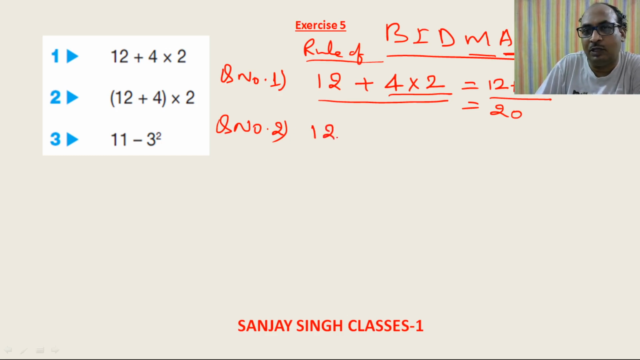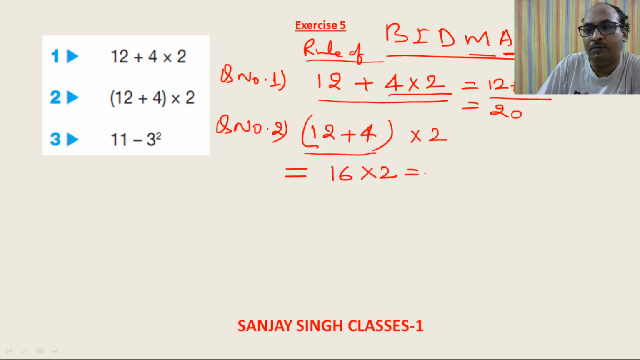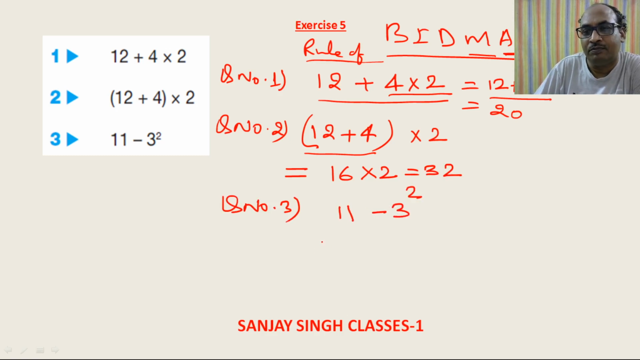Second is given like 12 plus 4 in bracket into 2. So now this bracket we need to solve first as per the BIDMAS rule. So 12 plus 4 will give us 16 into 2, and it will become 32. Similarly, question number 3, when we are solving, it will become 11 minus 3 square. Now 11 will be as it is. First we need to solve this indices. So 3 square is 3 into 3, which will become 9, and our answer will become 2.